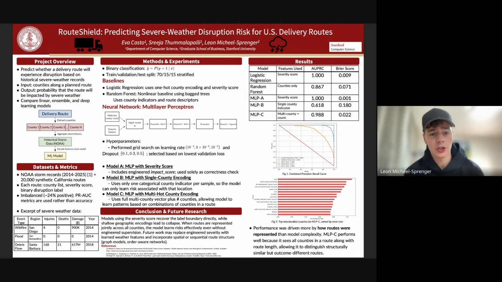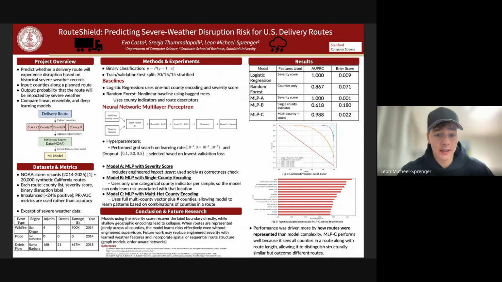In terms of interpretation, the MLP allows representation learning, so the network can discover combinations of geography and severity patterns. However, the results show it largely validates the engineered scoring function instead of discovering fundamentally new signals.